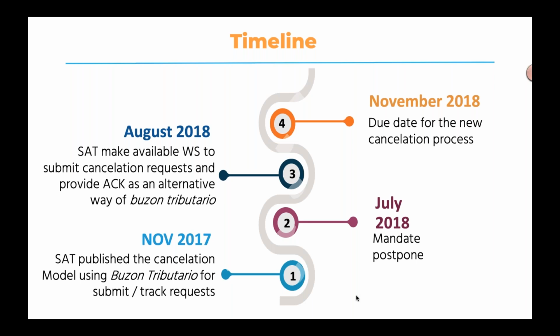And in November 2018, the mandate came into place, and persons now need to submit a cancellation request through the receptor, wait for the approval or rejection, and then proceed with the cancellation. Also, via Buzón Tributario, the taxpayer needs to consult whether they are receiving cancellation requests from their vendors in order to approve or reject those documents within 72 hours.